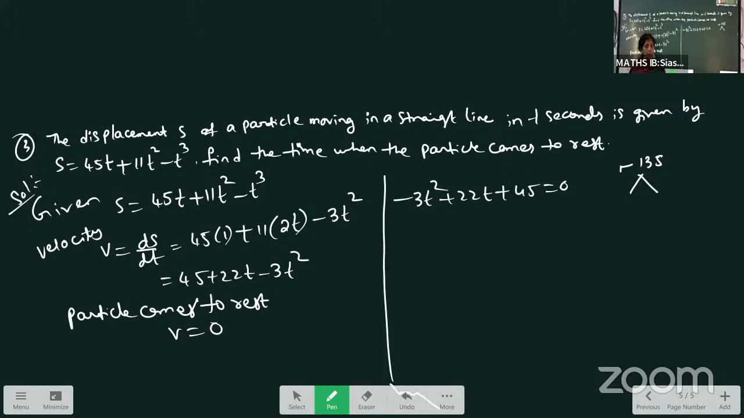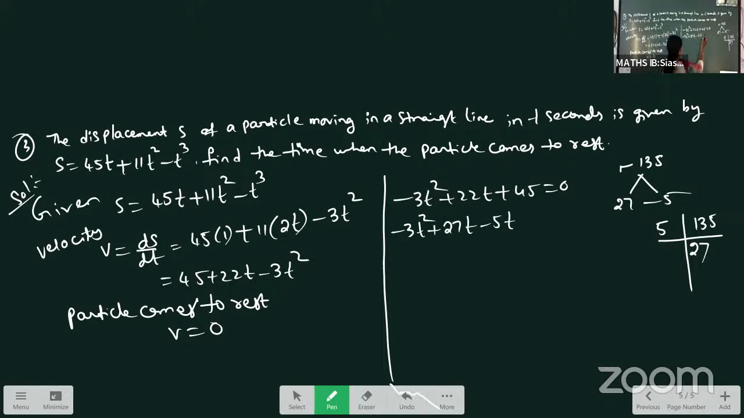But how to get an idea? So simple. First, what to do? 135, find out factors. Because it is a bigger number, we cannot remember all the factors. Multiply with 5. 5 2s are 10, 5 7s are 35. So 27 and 5 we got. 27 minus 5 is 22. So directly you can write here 27 and here minus 5. So minus 3t square plus 27t minus 5t plus 45 is equals to 0.